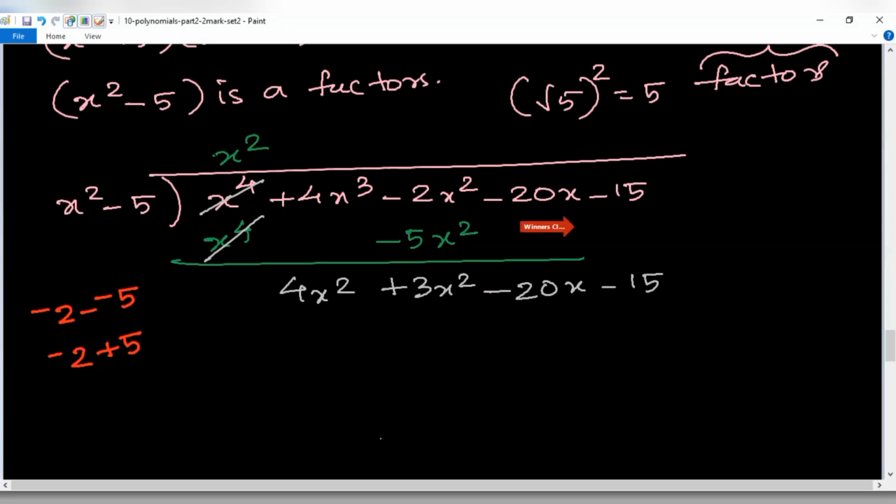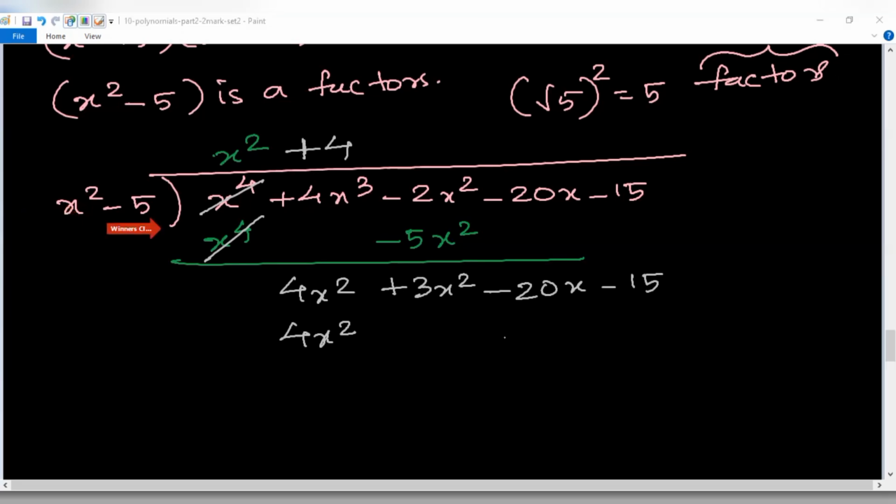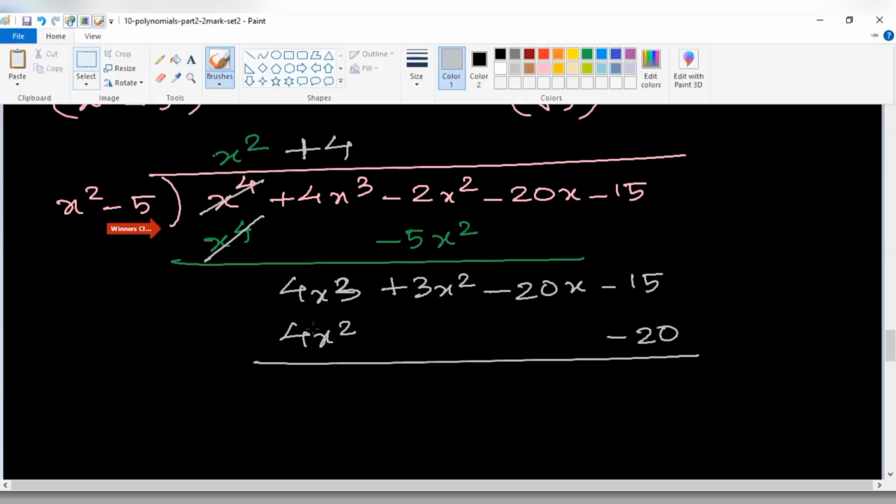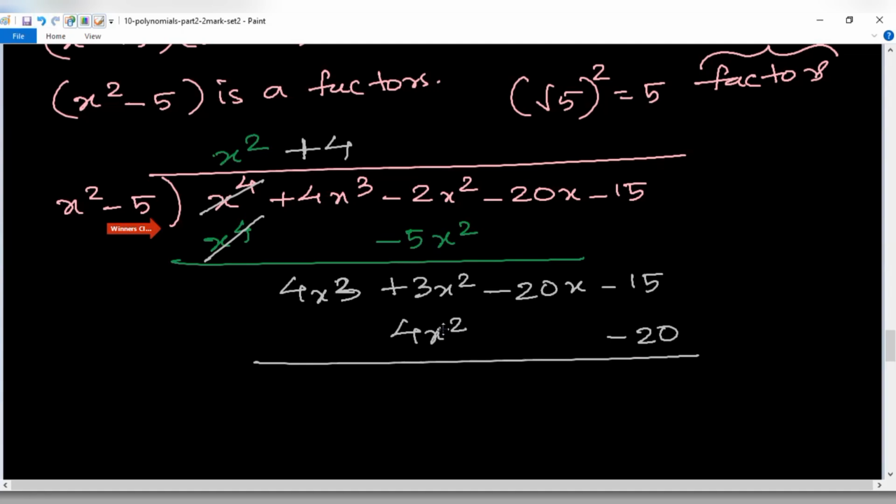Here, see here the first term is 4x square and here x square. So 4x square divided by x square. What we get? 4, right? So plus 4 here. 4 into x square, 4x square, 4 into minus 5, minus 20, right? See, here also we have to write it under the like term, like this. Okay. Now, see here it was 4x cube and we got x square term, right? Okay, so x square term should come here like this.